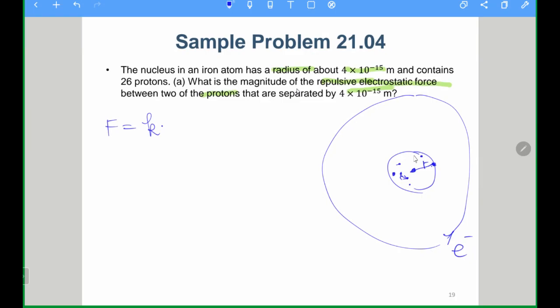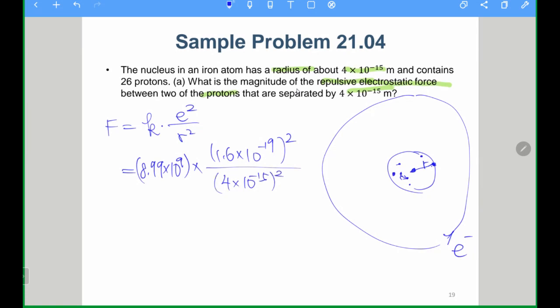So here we have e squared because both protons have a positive charge of e, and then we calculate the distance r squared. So here 8.99 times 10 to the 9th power, times 1.6 times 10 to -19 quantity squared, all over this radius 4 times 10 to -15 squared. So this is 14 Newton, quite a large force. Okay, so this is easy.